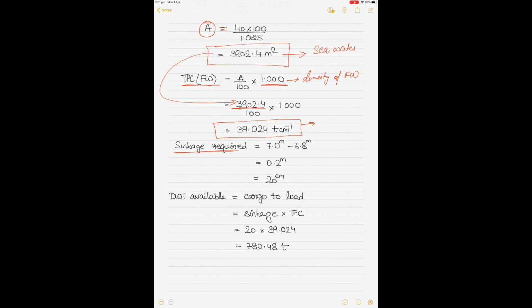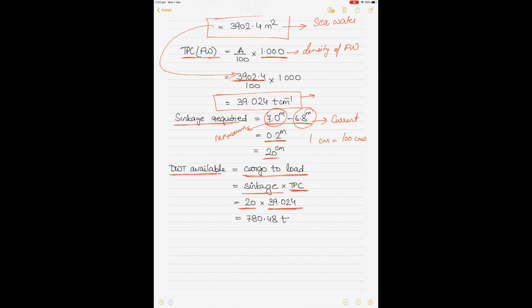So the sinkage required is 7 meters minus 6.8. 7 is the maximum, and 6.8 is your current draft. Therefore you can only sink her by 0.2 of a meter, or 20 centimeters, because 1 meter equals 100 centimeters. Therefore the deadweight available, or the cargo of freshwater that you can load, will be sinkage multiplied by TPC. Sinkage is 20 centimeters and tons per centimeter is 39.024.